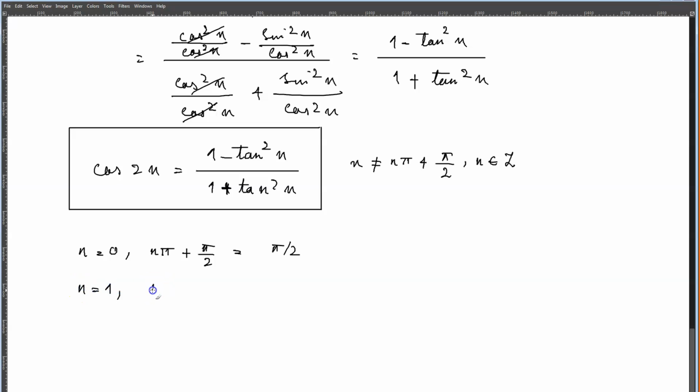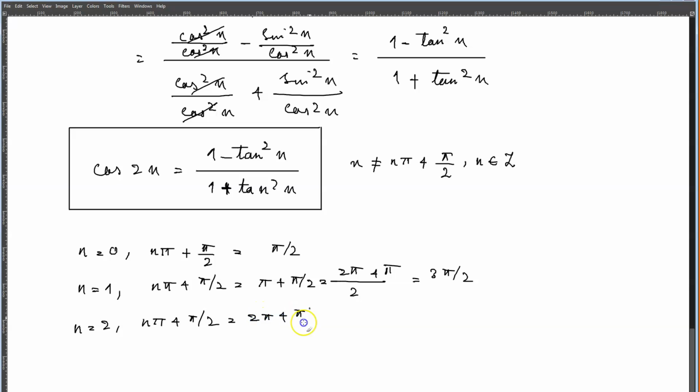If n is equal to 1, then n pi plus pi by 2 is equal to pi plus pi by 2, which is equal to 2 pi plus pi, which is 3 pi by 2. That makes sense. If n is equal to 2, then n pi plus pi by 2 is equal to 2 pi plus pi by 2, which is 4 pi plus pi, so that is 5 pi by 2, right?